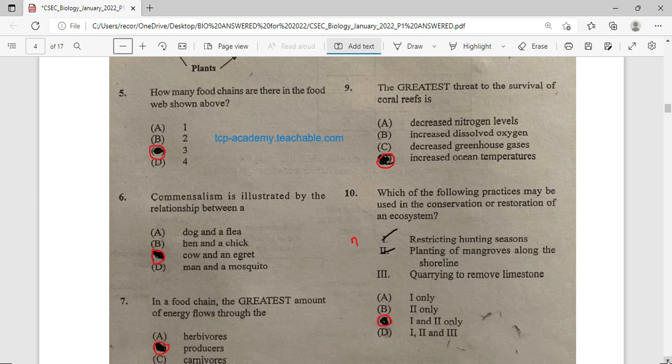Number 6. The answer there is the egret. Now, the egret and the cattle share 2 relationships. In one case, if the egret is eating the ticks from the cattle, that's mutualism. The cattle getting comfort, the egret getting food. If the egret is walking behind the cattle as the cattle walks through the grass and the egret is pretty much catching grasshoppers and so on jumping, then that is a commensal relationship.